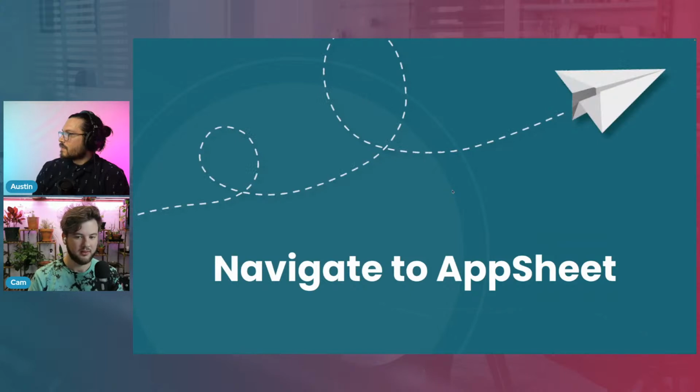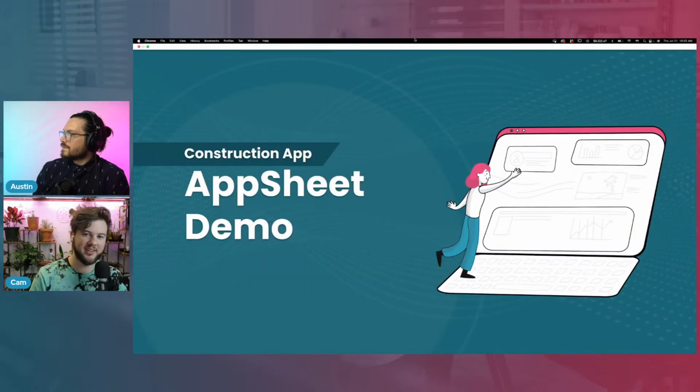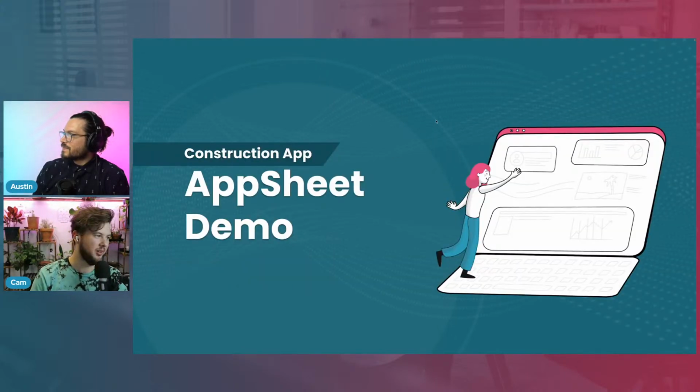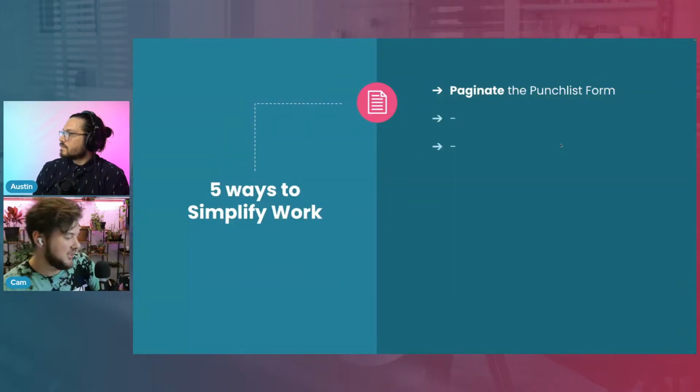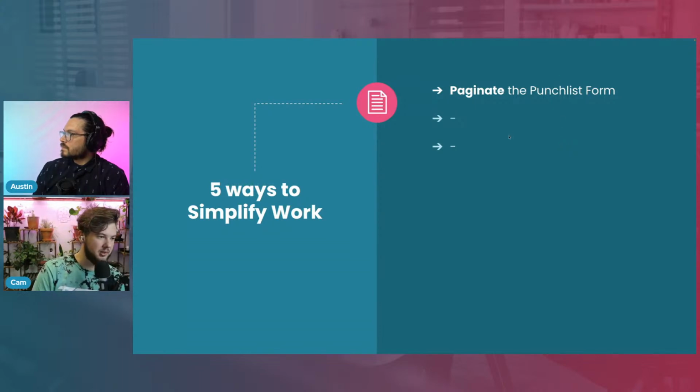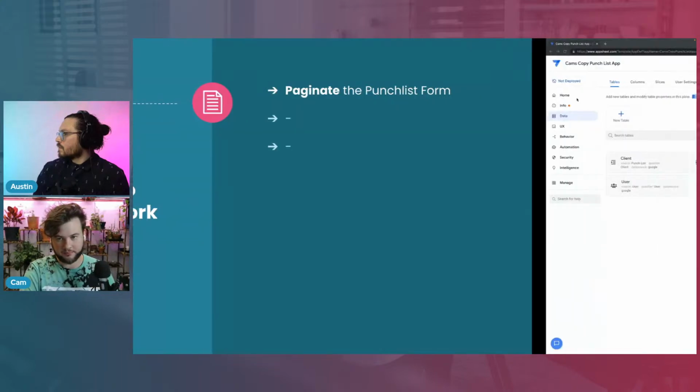But with that being said, we have a demo doing some of these things for you. This demo derives from the punch list app, so if you want to follow along, the closest thing that you have to my starting point is the punch list app. The first thing that we're going to be working on is paginating the punch list form.